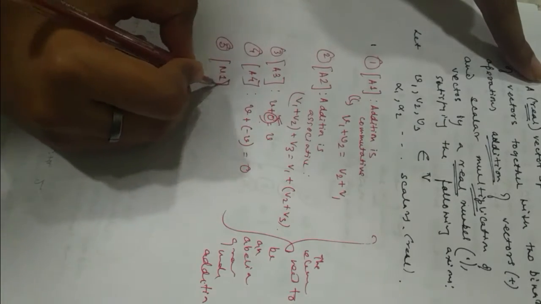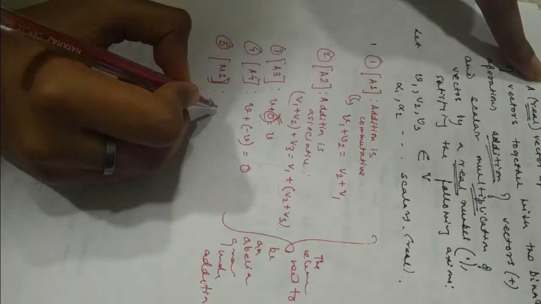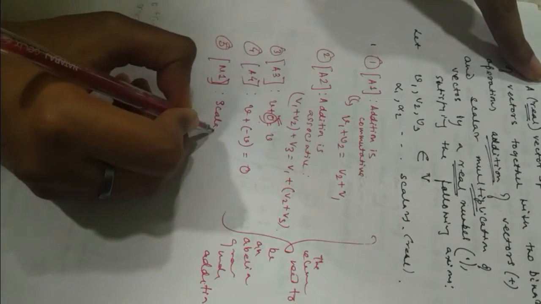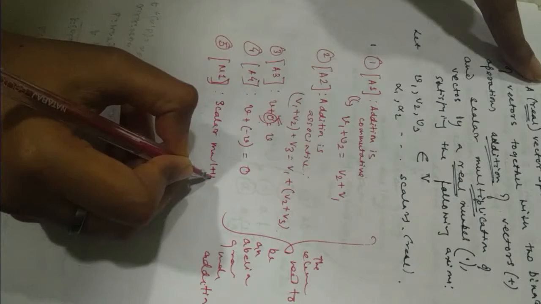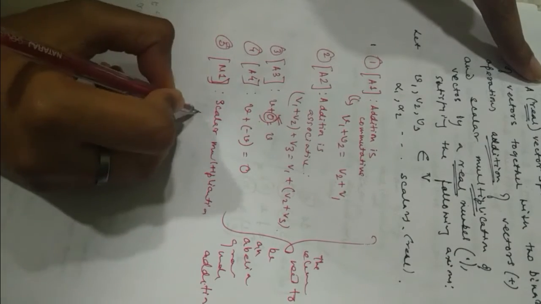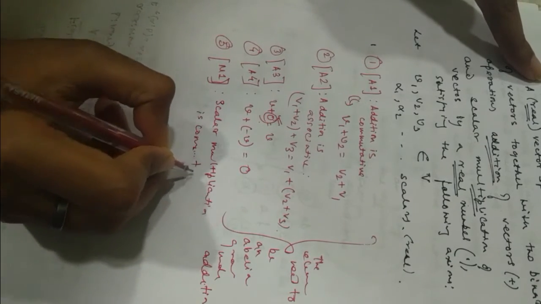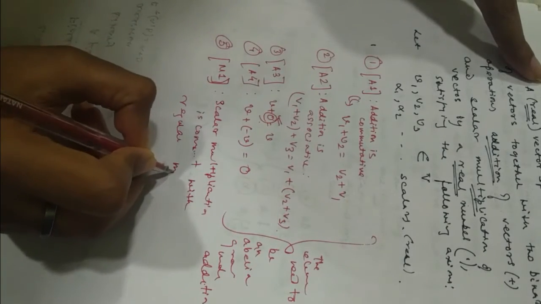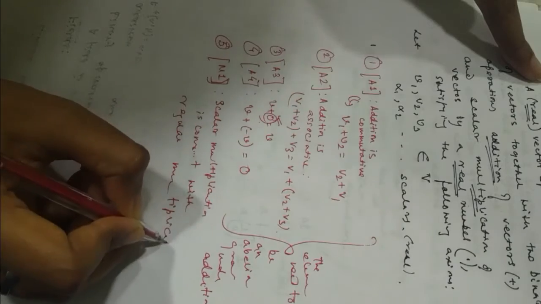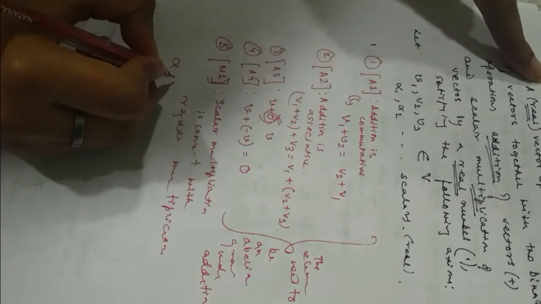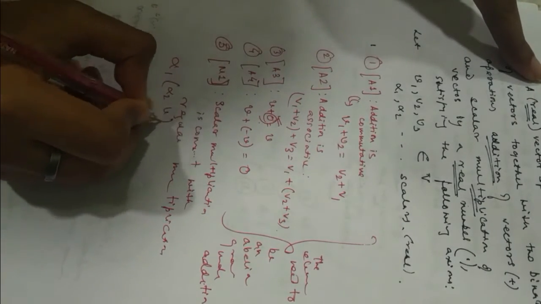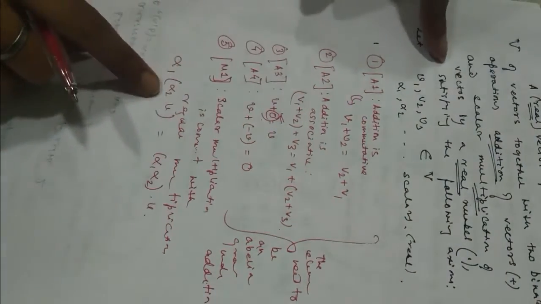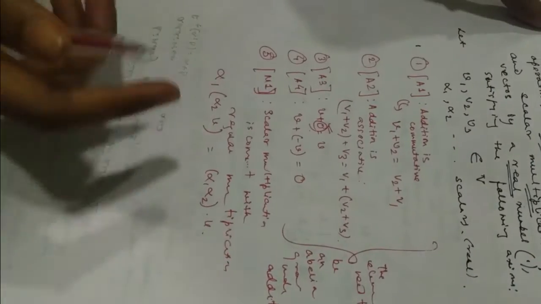Now the fifth property is the property of a scalar. Scalar multiplication is consistent with regular multiplication. That means we can write alpha 1 alpha 2 times v is equal to nothing but alpha 1 times alpha 2 v, right? So multiplication is like the normal multiplication that we perform.